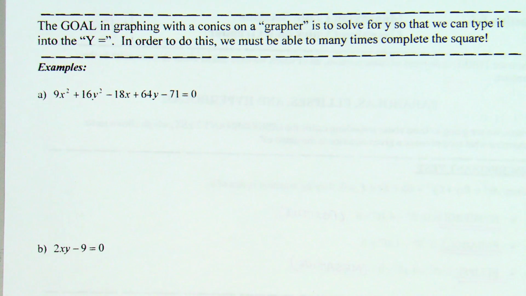So the goal in graphing with conic section graphers is to solve for y so that we can type it into the y equals. In order to do this, we must be able to, many times, complete the square. Because a lot of these terms have a y squared and a y term, maybe even an xy term. And that's where we have to look at different methods. So I've got a completing the square option for you. Some of them we'll just be able to solve. I've got a quadratic formula option for you, if we get a chance to try that as well. Okay?